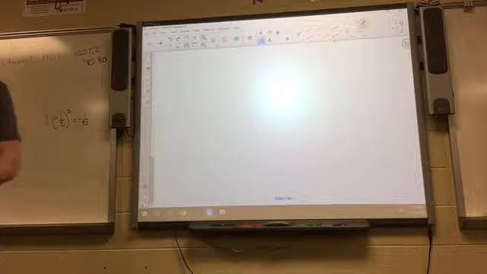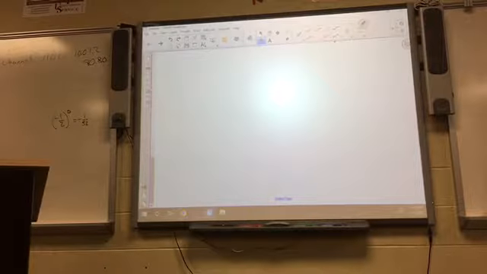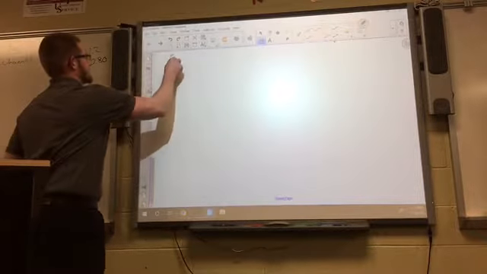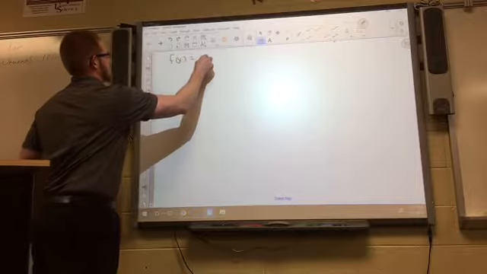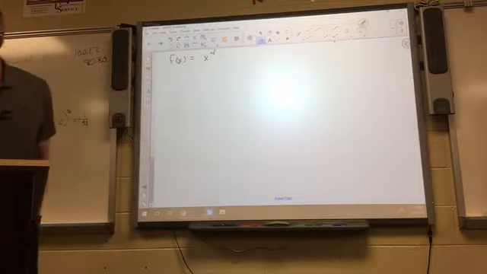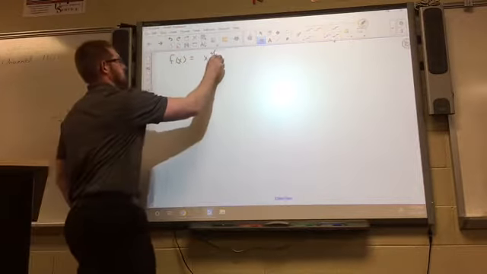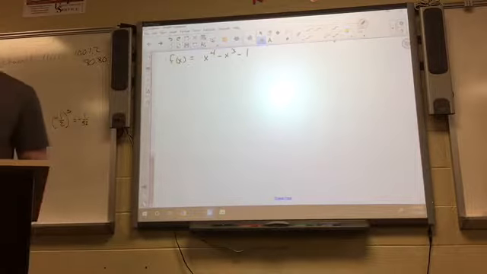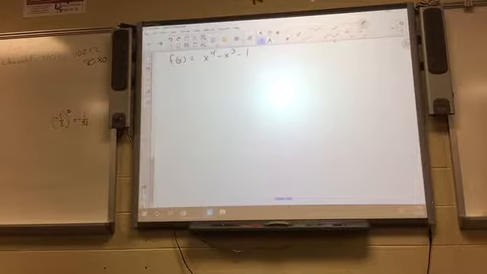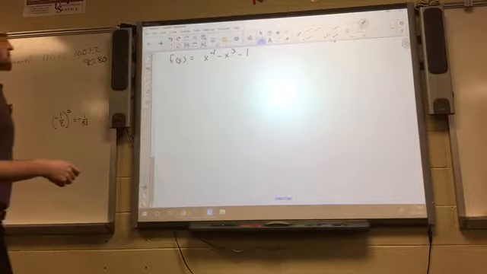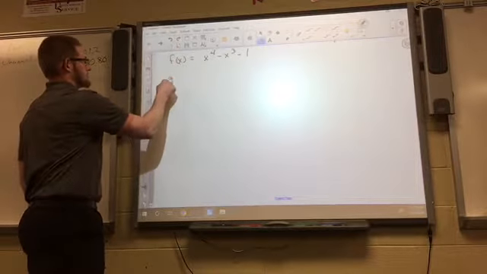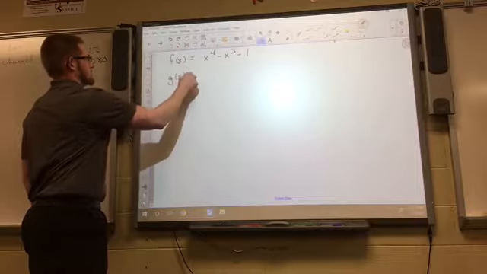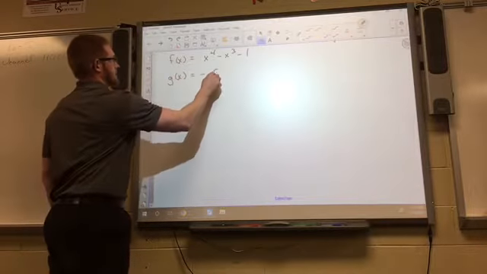What they are doing is they're giving us two functions. They're giving me f of x equals x to the 4th minus x cubed minus 1. And then they are telling me they want g of x to be negative f of x.